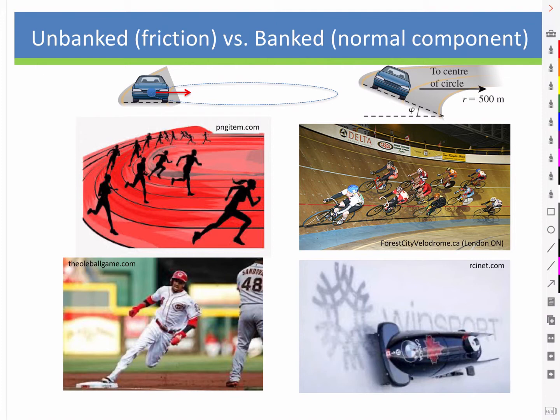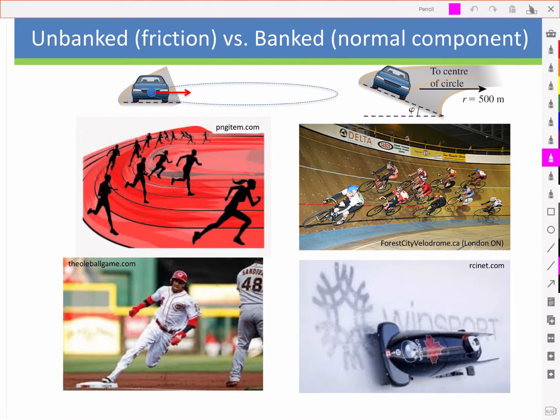In each case, the runner is pushing outward on the surface, like this, and the surface then resists in the form of a frictional force acting radially inward. And that's what allows us to go around the bend. It provides that centripetal or radial acceleration.